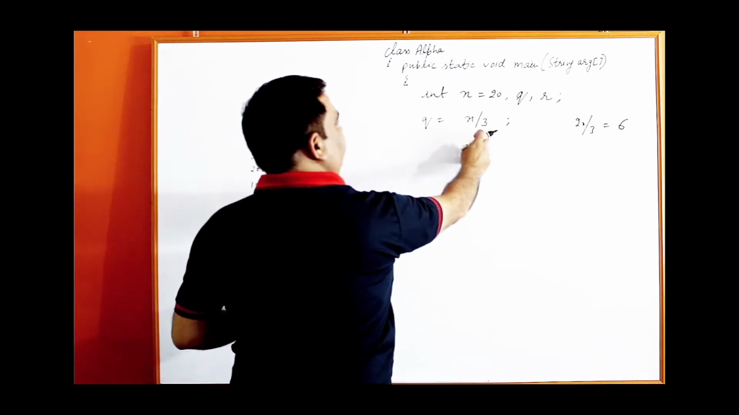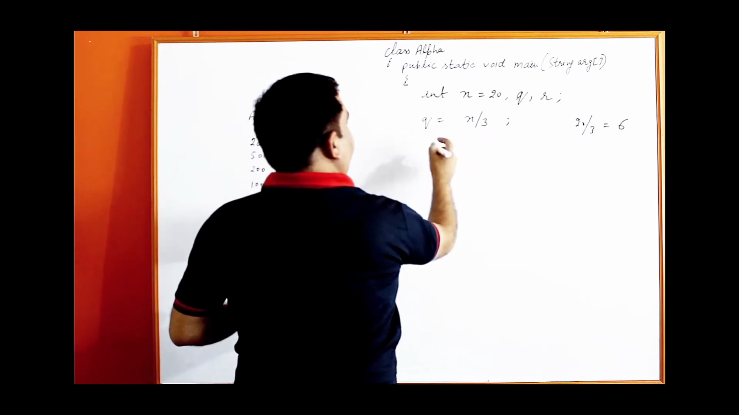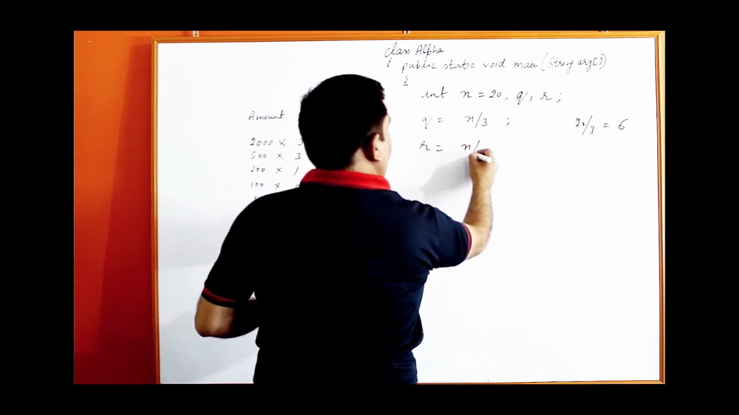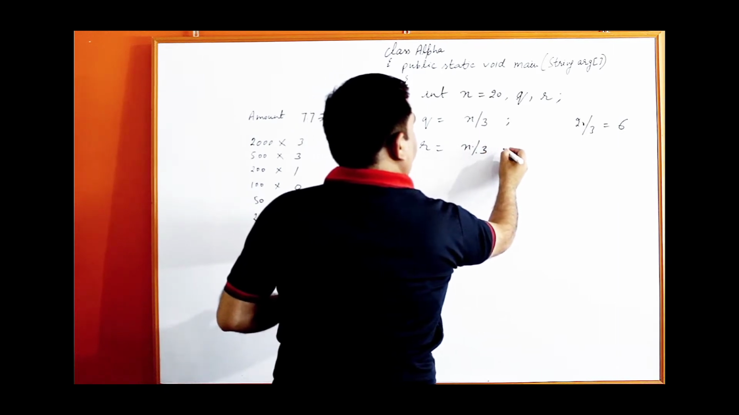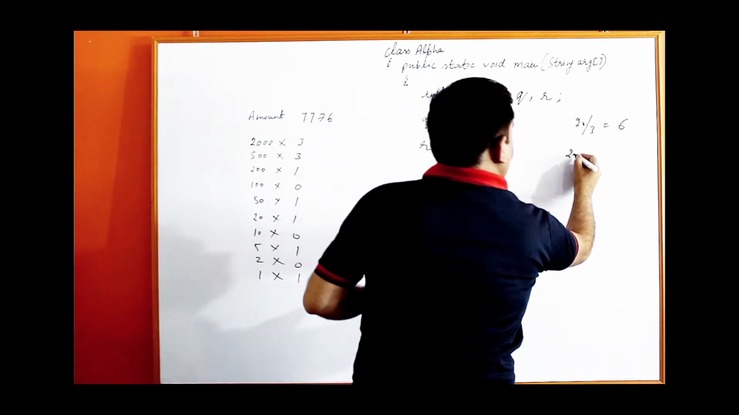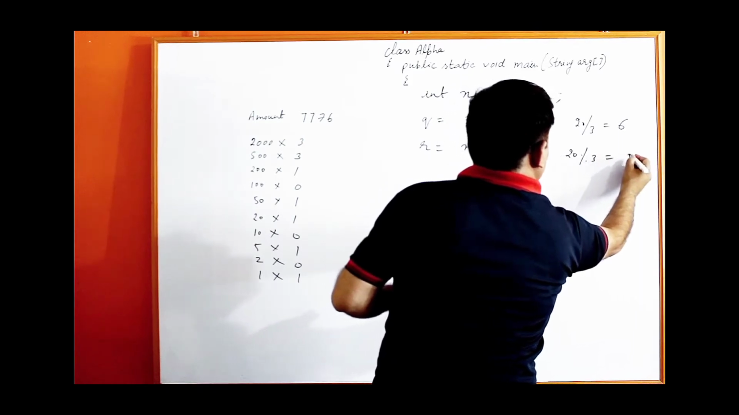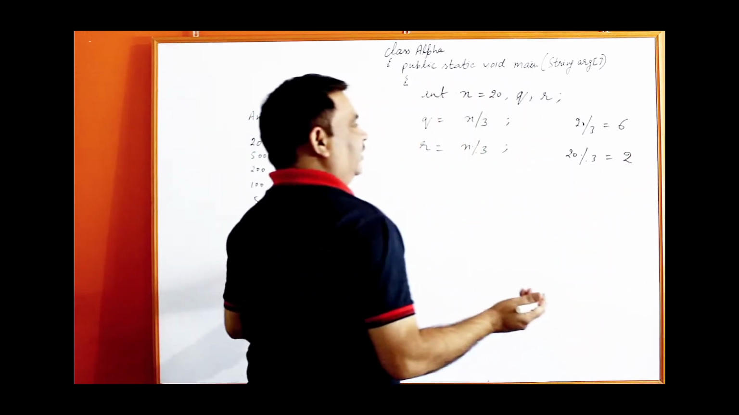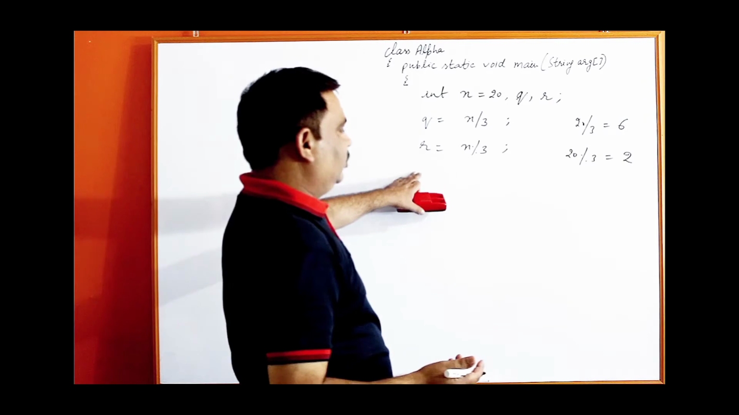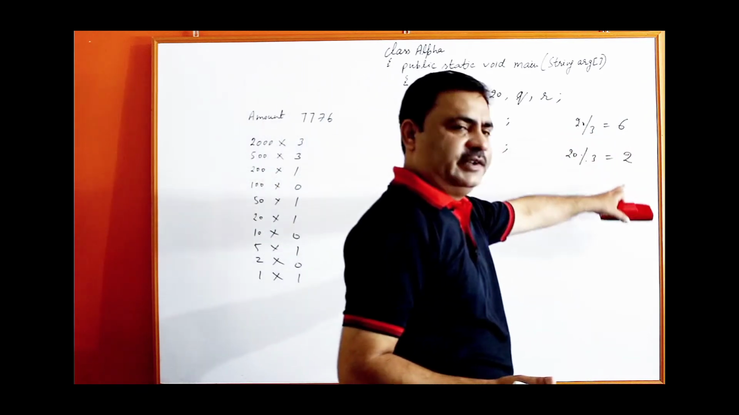part, because both are integers. You will get only the integer part. If you write r equal to n modulus 3, then you will get 20 modulus 3, the remainder is 2, 3 6s are 18, remainder is 2. So when you print q and r, you will get 6 and 2.